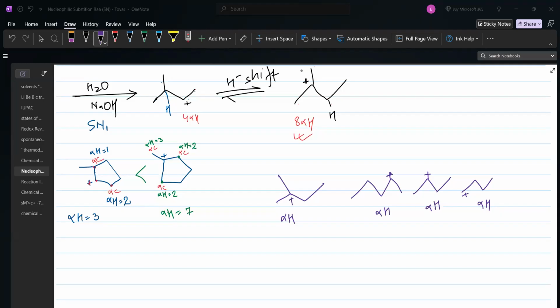Like in exams, now you also have to calculate alpha hydrogen. Sometimes you have to calculate the number of resonating structures. Sometimes you have to find the number of pi bonds, the number of sigma bonds. It is very common in your exams. So please check if your answer is correct or wrong.